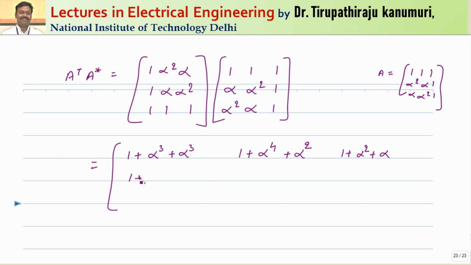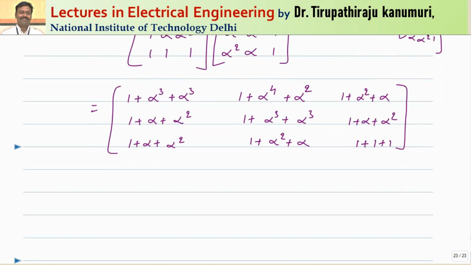Similarly, this one will be 1 plus alpha square. This will be 1 plus alpha cube plus alpha cube, and this will be 1 plus alpha square, and similarly this will be 1 plus alpha square, and this will be 1 plus alpha square plus alpha, and the last one will be 1 plus 1 plus 1. This is what we get.